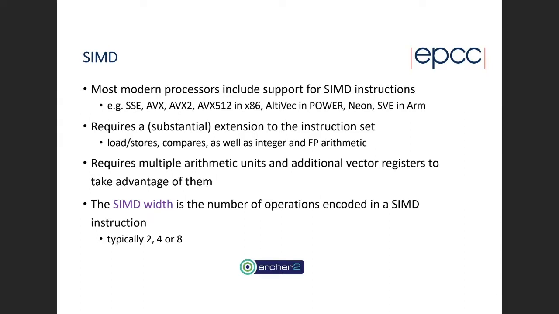So a bit of terminology here. The SIMD width is the number of operations encoded in an assembly instruction. That would typically be 2, 4, or 8. That depends on the number of bits that the SIMD instruction supports, and also the data type that you're operating on.